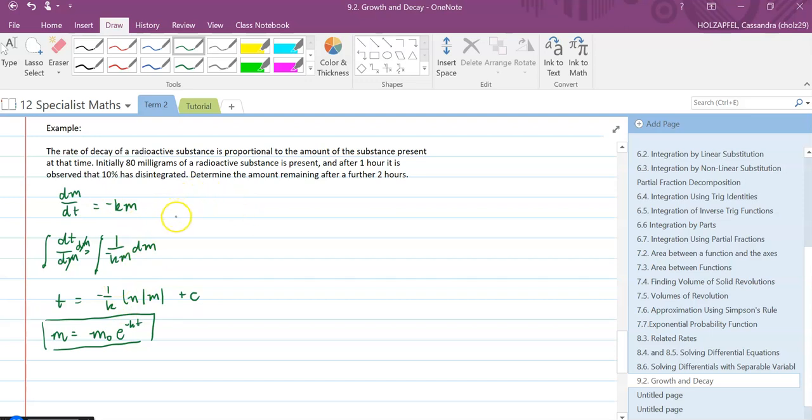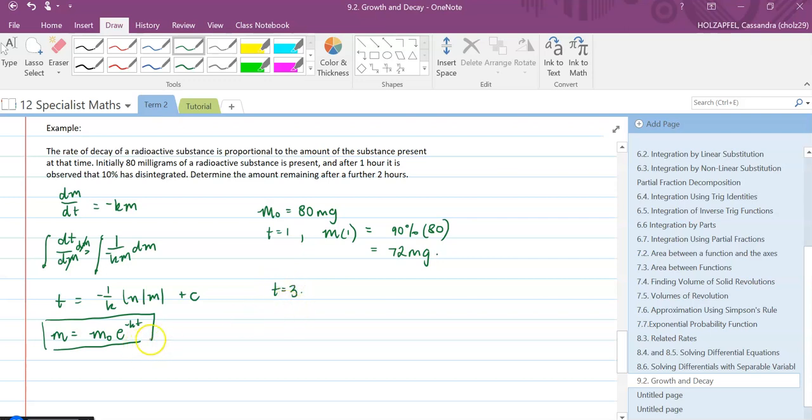So let's read the rest of the question. Initially, 80 grams of a radioactive substance is present. So m naught is going to be equal to 80 milligrams. After 1 hour, it is observed that 10% has disintegrated. So at t equals 1, 10% has disintegrated. That means the mass at time 1 is going to be equal to 90% of what I had originally, so that's 72 milligrams remaining. Determine the amount remaining after a further 2 hours, so when t is equal to 3.